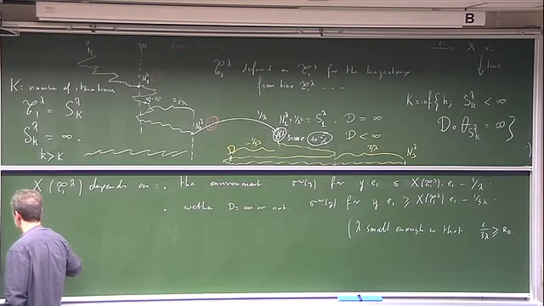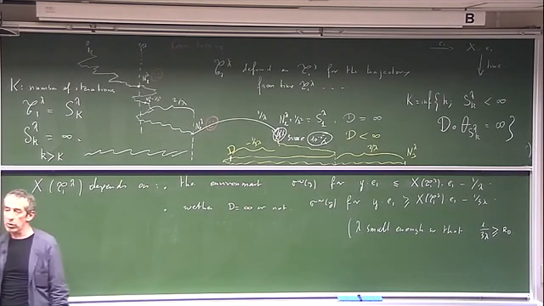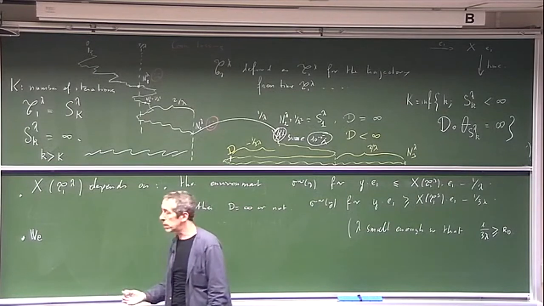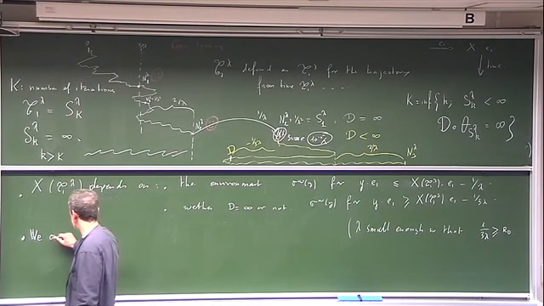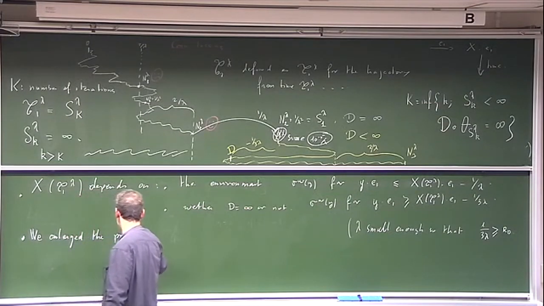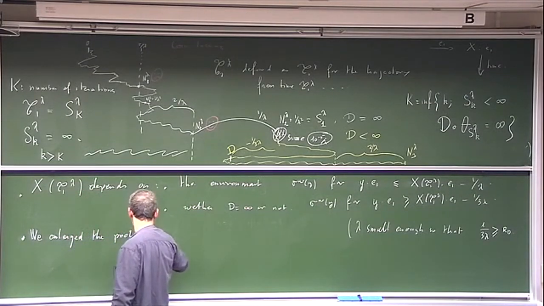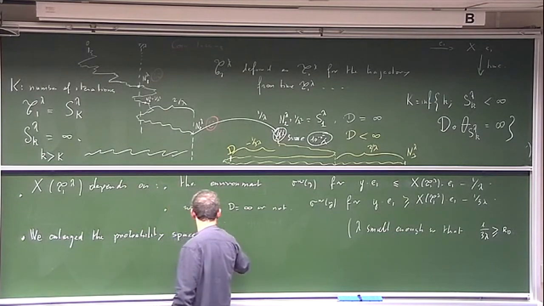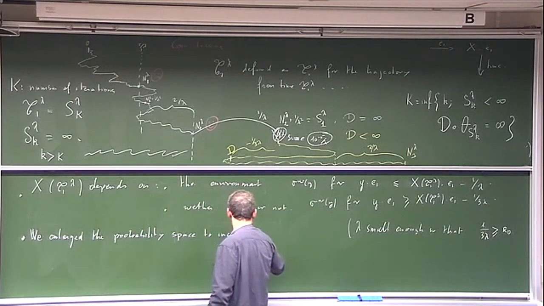Another remark is that we are using coin tossing. So I mean, if we want to be precise, then we enlarge the probability space to include the coin tossing.